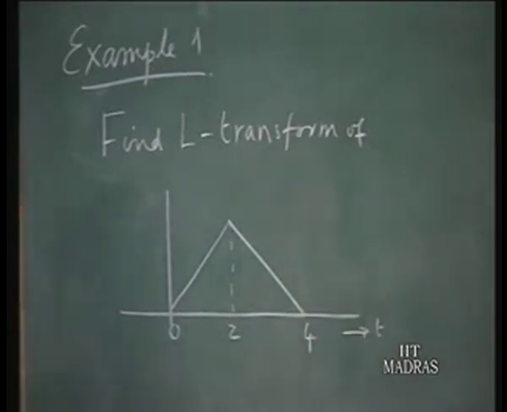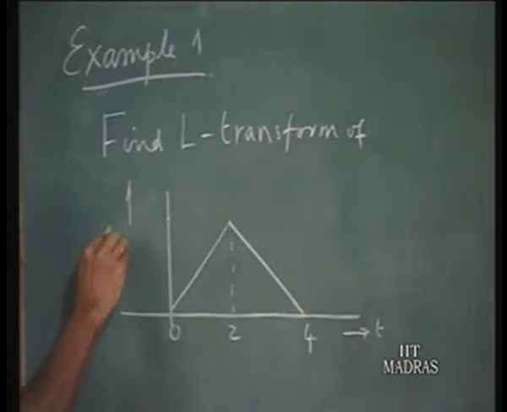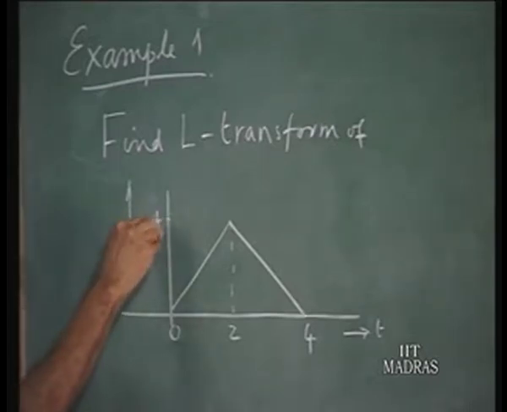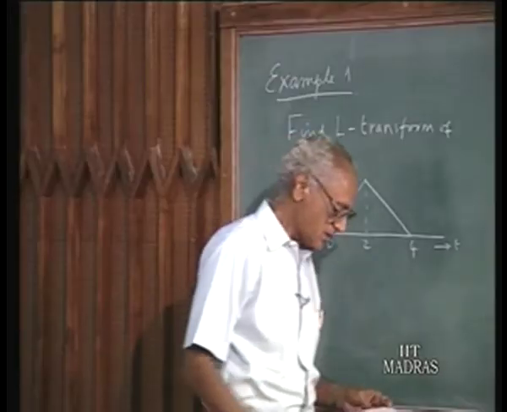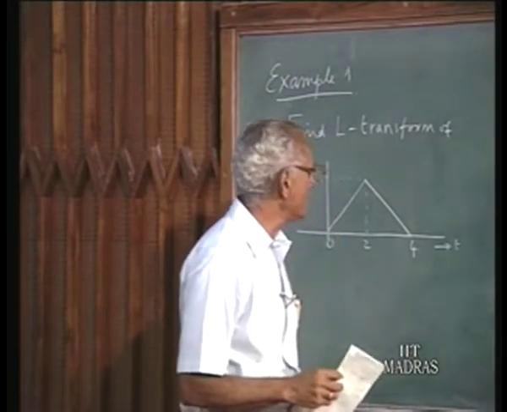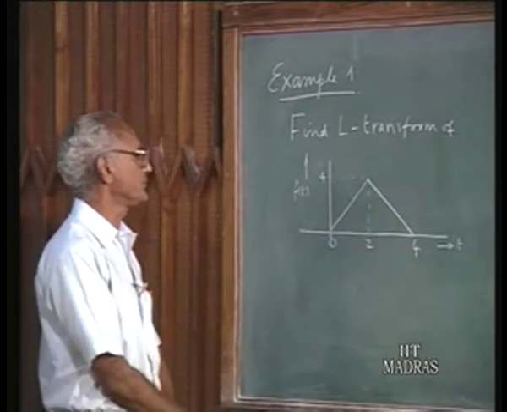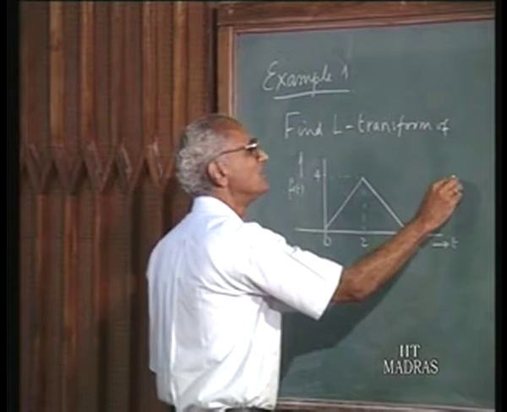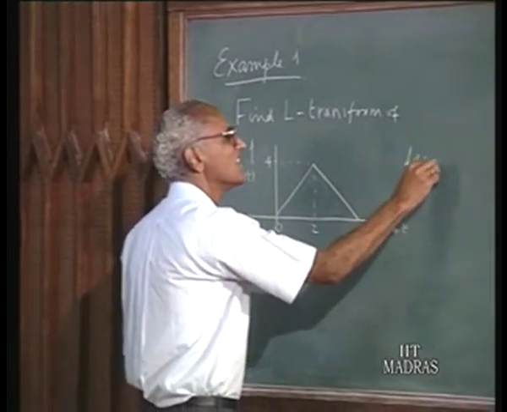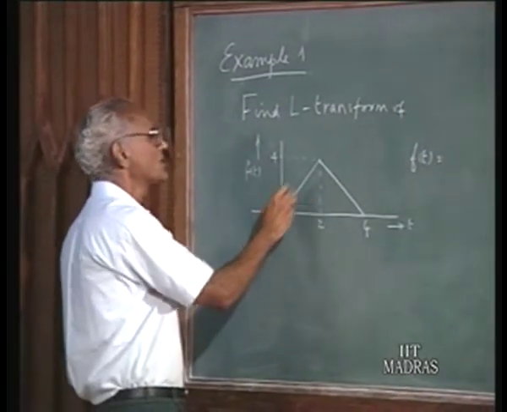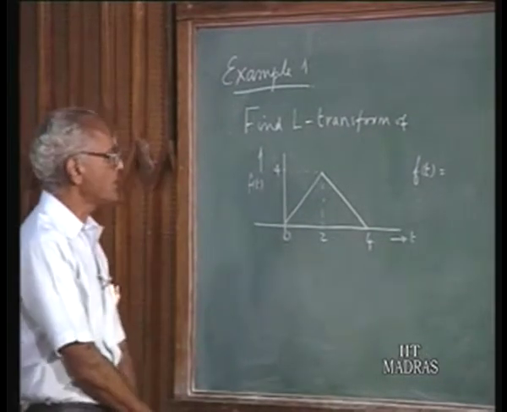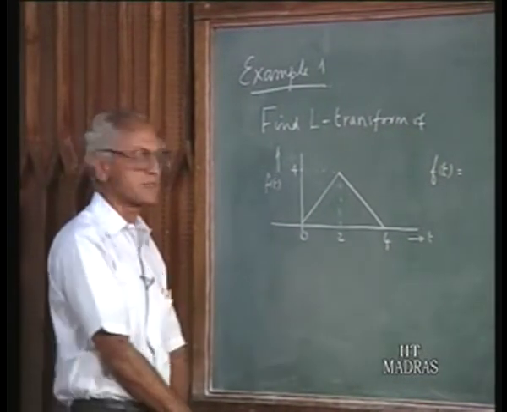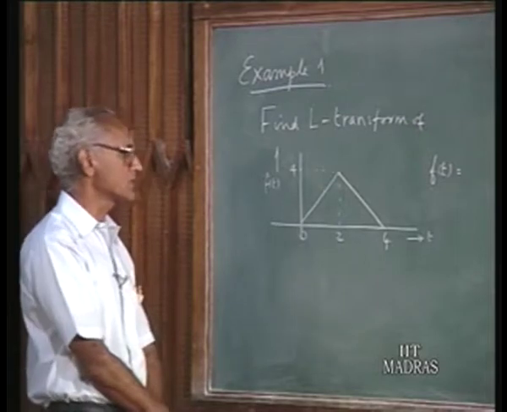This is t in seconds. F of t has a value of 4 units at t equals 2 seconds. So this is the function f of t whose Laplace transform we are required to find. So we can express this f of t as, from this point to this point it climbs by an amount of 4 units in 2 seconds. Therefore, the slope is 2 units. It is a ramp function.